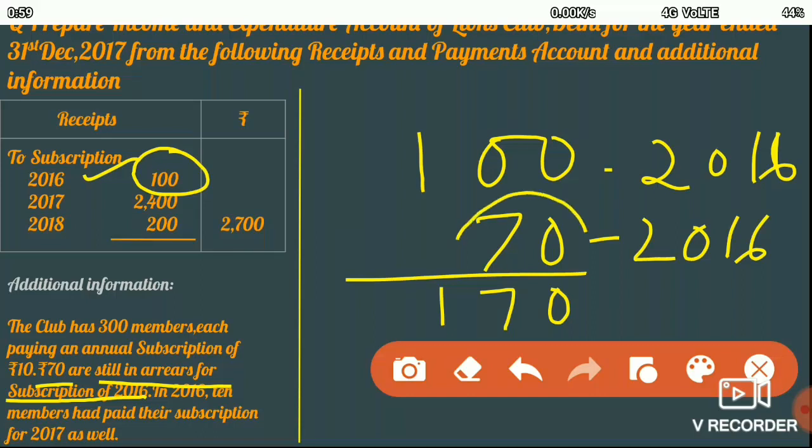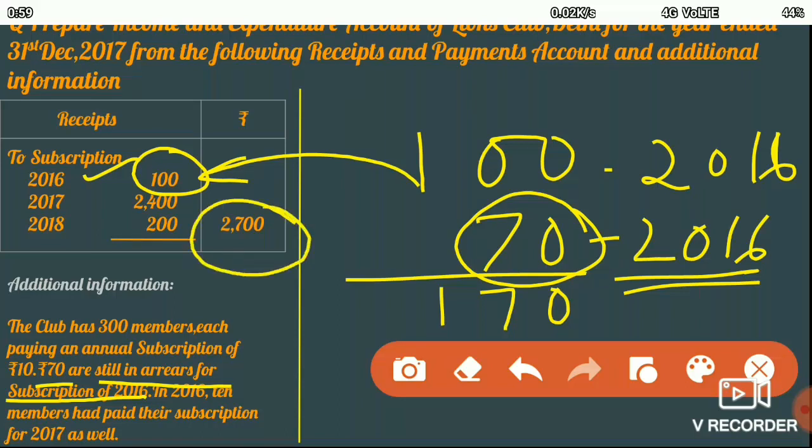We don't need to adjust this 70 rupees, as we don't need to show this in our income and expenditure account, since we are preparing the income and expenditure account of 2017, and this is the subscription of 2016. We only need to adjust this 100 rupees. That means we have to deduct this 100 rupees because this is the outstanding of 2016 when we take this amount of 2,700 in our income and expenditure account. So we are not going to deduct 170 because the clear information given to us is that the amount which is received was 100 rupees. So we will deduct 100 rupees from 2,700.